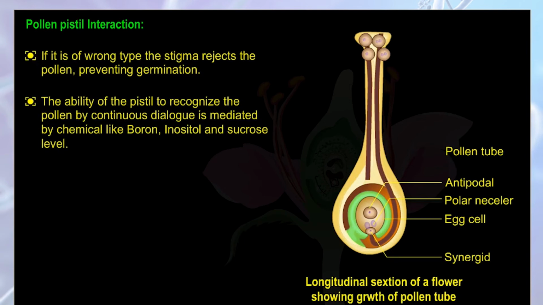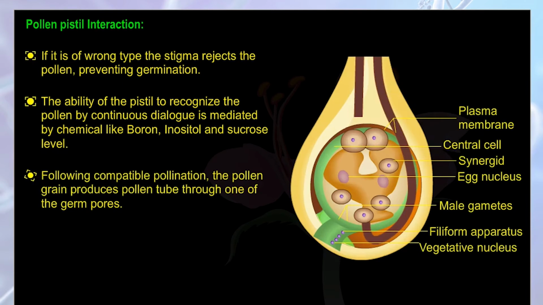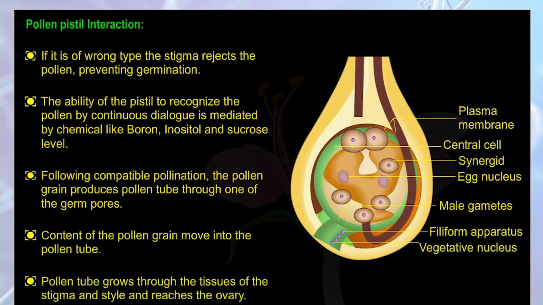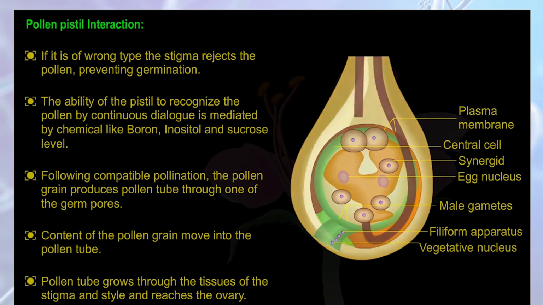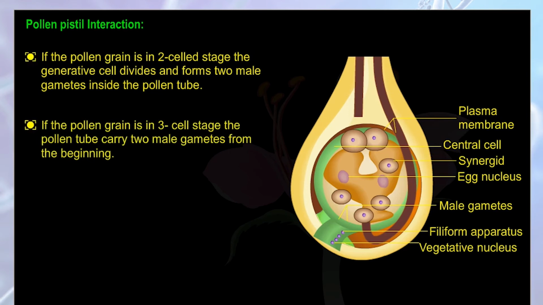The ability of the pistil to recognize the pollen by continuous dialogue is mediated by chemicals like boron, inositol and sucrose level. Following compatible pollination, the pollen grain produces a pollen tube through one of the germ pores. The contents of the pollen grain move into the pollen tube. The pollen tube grows through the tissues of the stigma and style and reaches the ovary. If the pollen grain is in the two-celled stage, the generative cell divides and forms two male gametes inside the pollen tube. If the pollen grain is in the three-celled stage, the pollen tube carries two male gametes from the beginning.